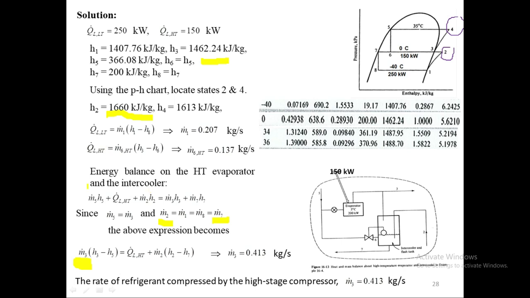Yes, we did, because we found out what M dot 1 is. M dot 1 and M dot 2 are the same. So once I found out what M dot 1 is, that is equal to M dot 2. It is the mass of the low stage compressor. So if I solve, we know all the other values. If we solve it, we get M dot 3 equal to 0.043 kilogram per second. That is the rate of refrigerant compressed by the high stage compressor.